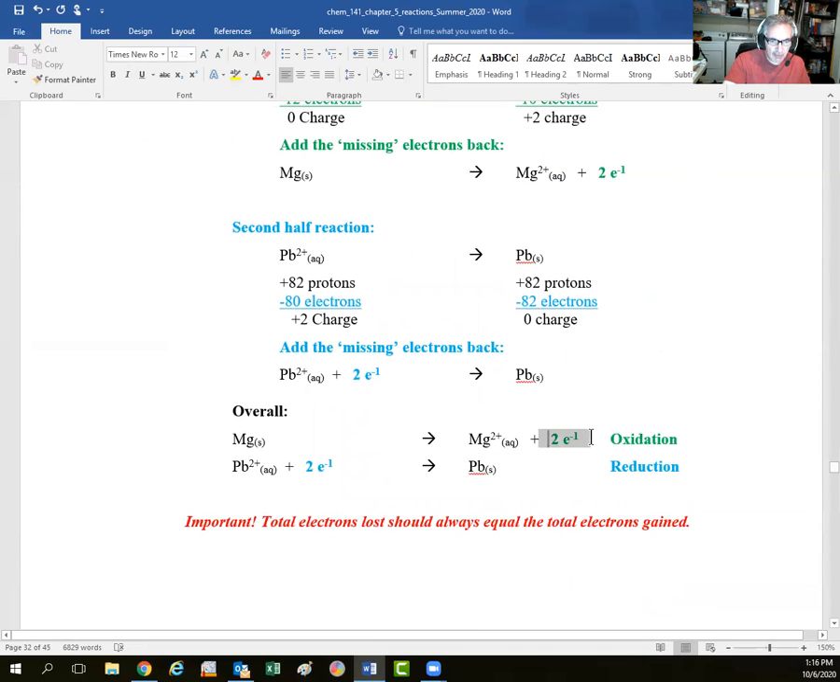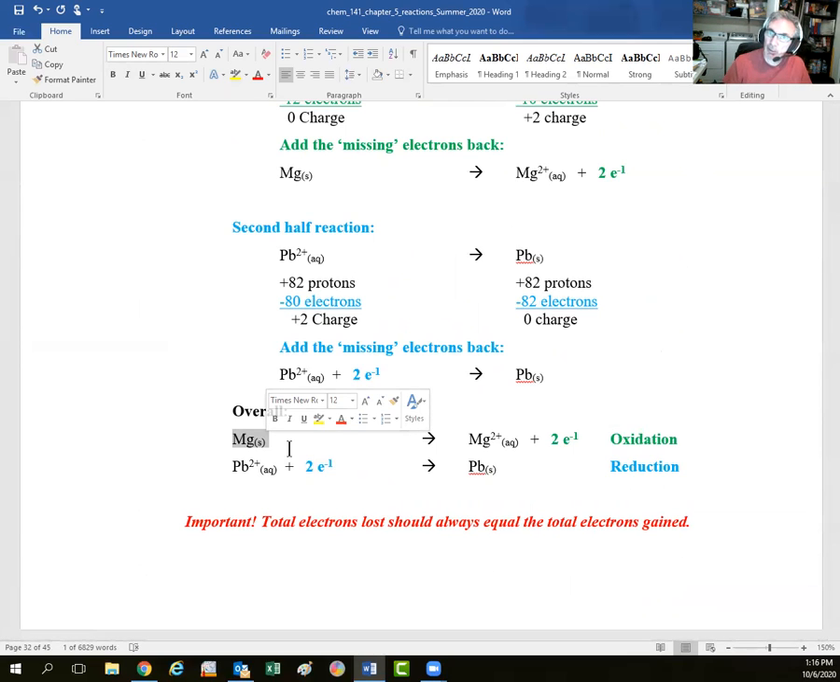2 electrons given away by magnesium, but 2 electrons picked up by the lead. So the magnesium is oxidized and is also a reducing agent. The lead is reduced, but is also an oxidizing agent.